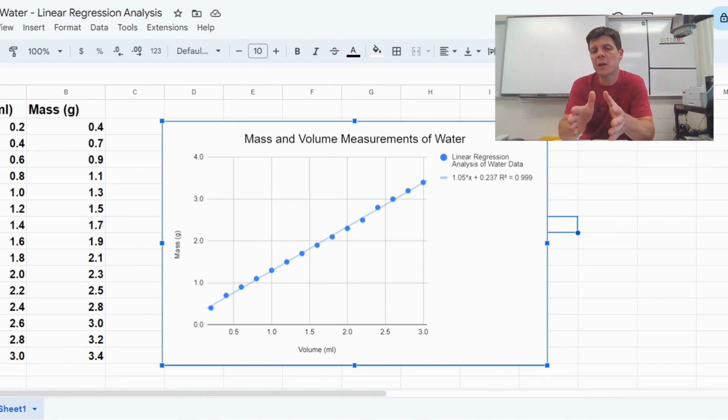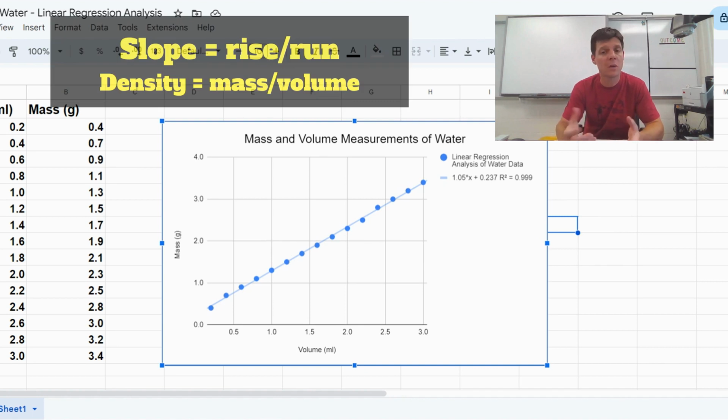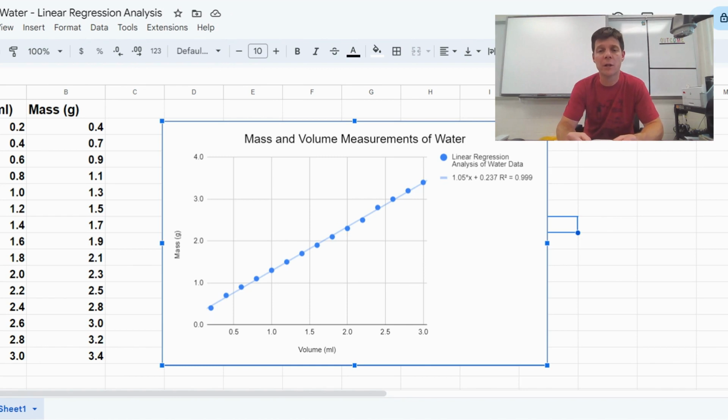What we're most interested in is the slope value, 1.05. On this graph, slope is rise over run, which is mass over volume. Mass over volume is density. The slope that we get on the linear regression analysis is actually the density of the liquid that we were testing. The density of water is 1.0 grams per mil.